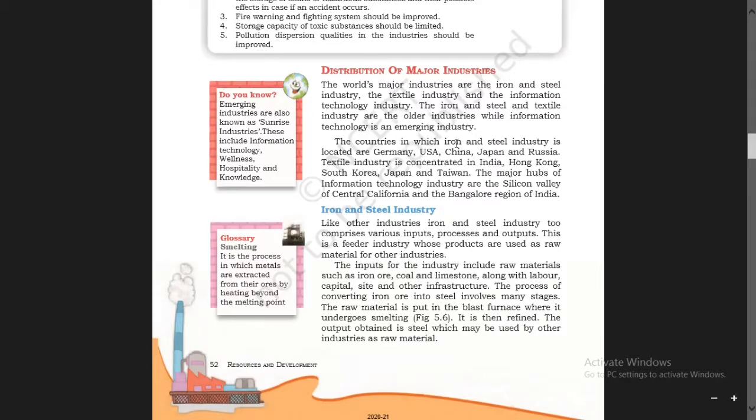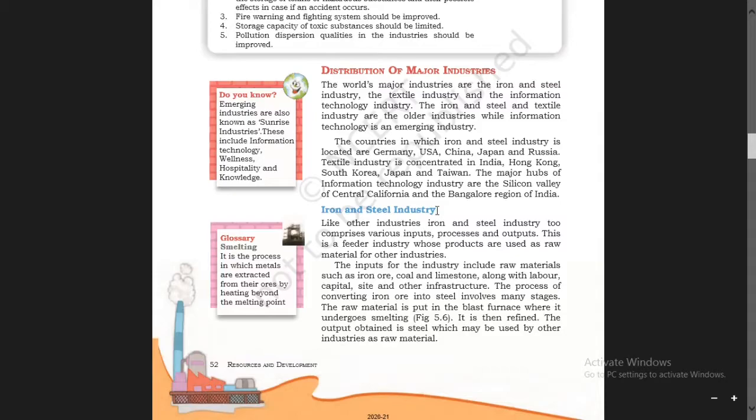The countries in which the iron and steel industry is located are Germany, USA, China, Japan, and Russia. Textile industry is concentrated in India, Hong Kong, South Korea, Japan, and Taiwan. The major hubs, meaning the central parts, of the information technology industry are the Silicon Valley of Central California and the Bangalore region of India.